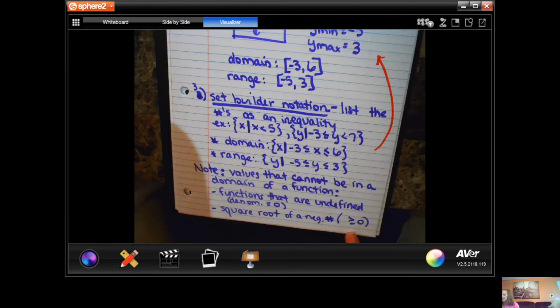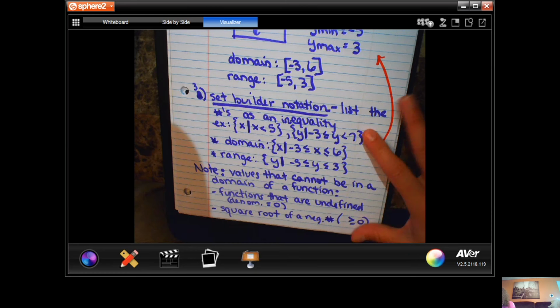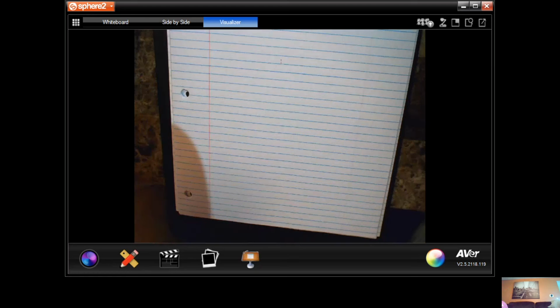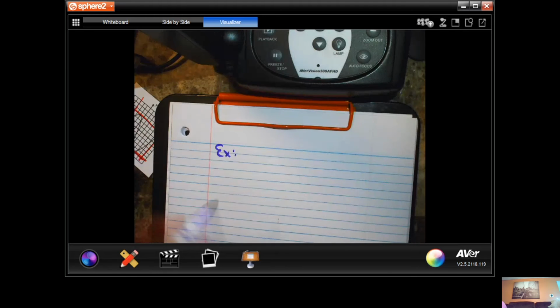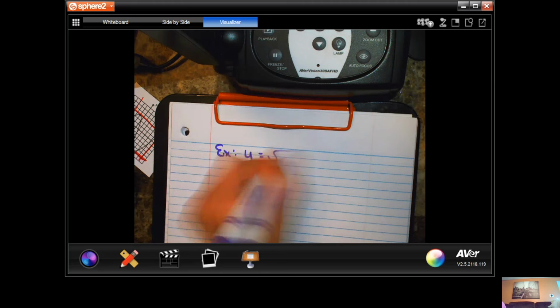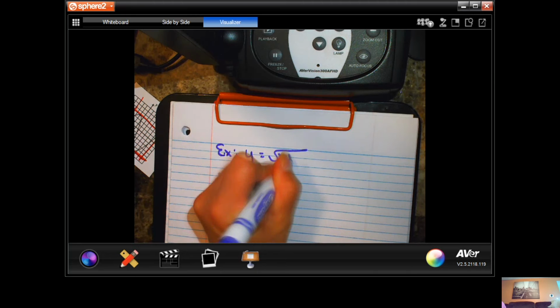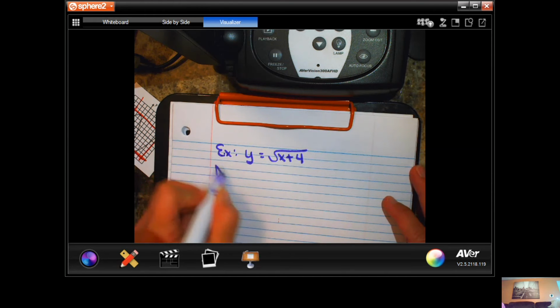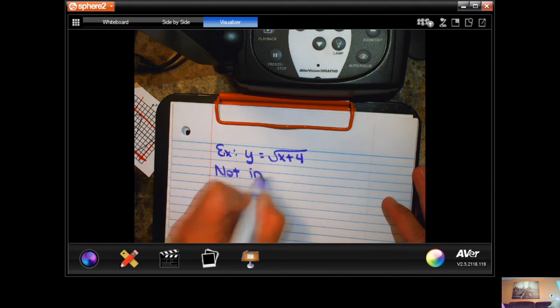So I wanted to mention this. You do not have to write this example. I just wanted to show you. I'm going to take this off and show you for instance. If I gave you this function, you do not need to write this unless you want to. This is an example. This is just extra. If you have y, this is an example, y equals the square root of x plus 4. What can't you have in the domain? So I'm just going to write this, and again, you don't have to put this, not in the domain.